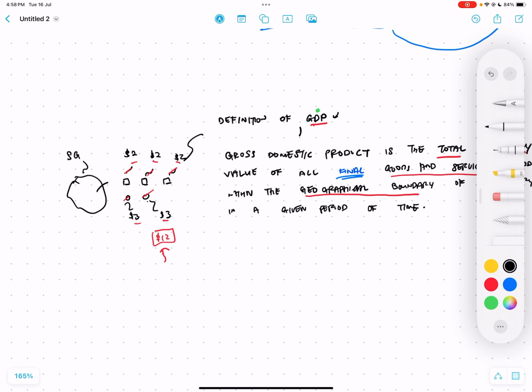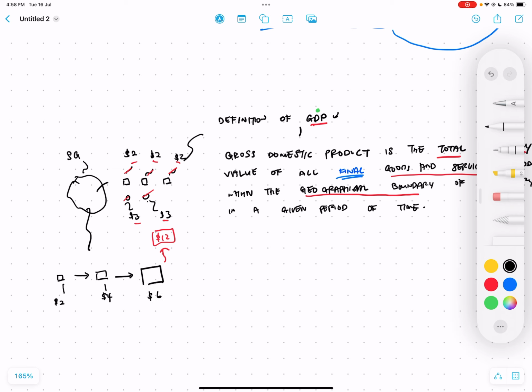So let's say, in Singapore, Singapore first produced this small square, and the value of this small square is $2. But then the small square is used as a factor of production to produce this bigger square that you then sell for $4. And imagine this bigger square is again used as a factor of production to produce this even bigger square that's worth $6.